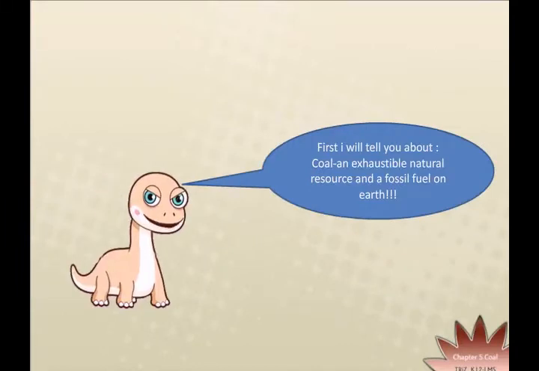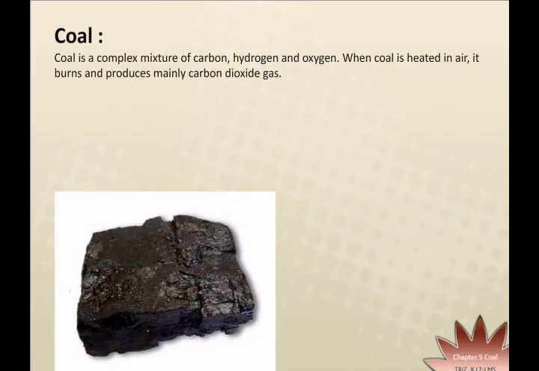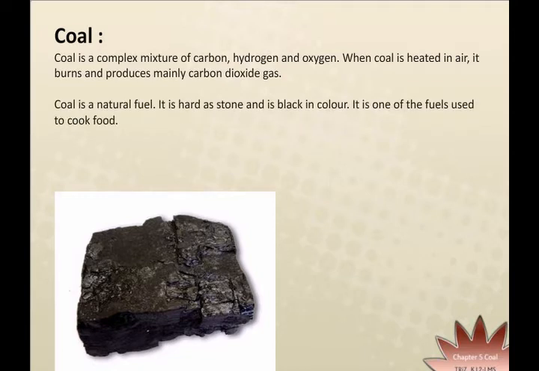First, I will tell you about coal, an exhaustible natural resource and a fossil fuel on Earth. Coal. Coal is a complex mixture of carbon, hydrogen and oxygen. When coal is heated in air, it burns and produces mainly carbon dioxide gas. Coal is a natural fuel. It is hard as stone and is black in color.